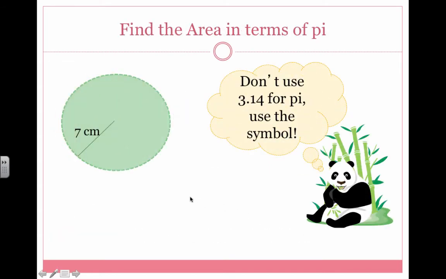All right, find it in terms of pi. Remember, you do not use 3.14 this time. So area equals pi r squared equals 7 squared times pi equals 49. I don't know why they've got that point there. I borrowed this from somebody. But it should be just 49 pi centimeters squared.